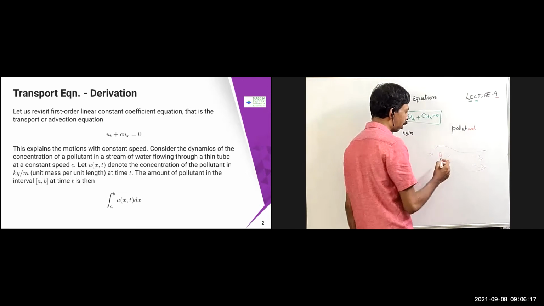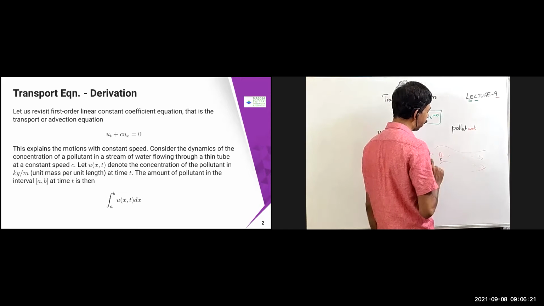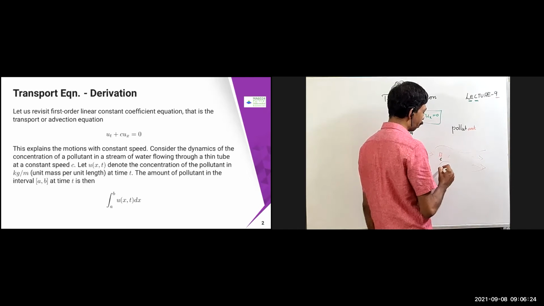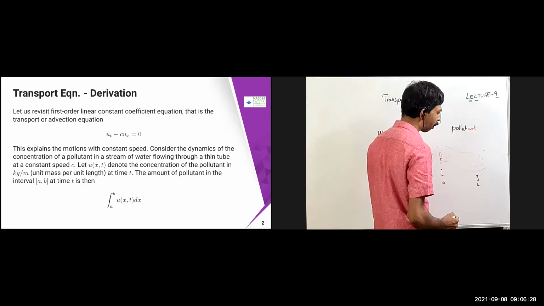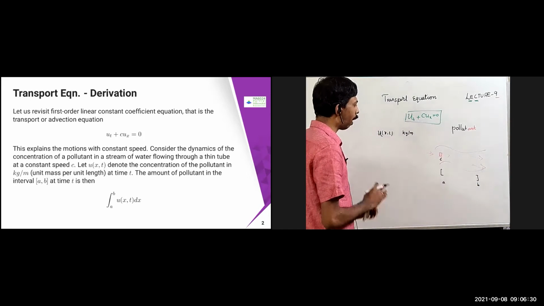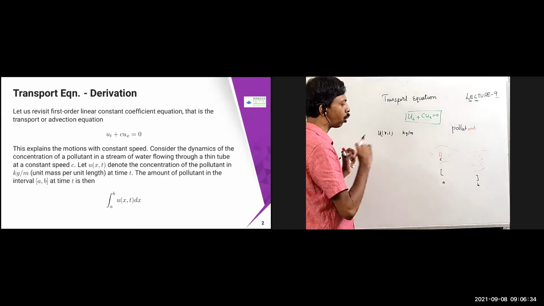For example, in the video I have shown, the ant was going from here to here. Suppose I take some interval a comma b. In the interval a comma b, what I'm going to check is how the ant is going from one place to another, that is, the amount of pollutant in the interval a comma b.